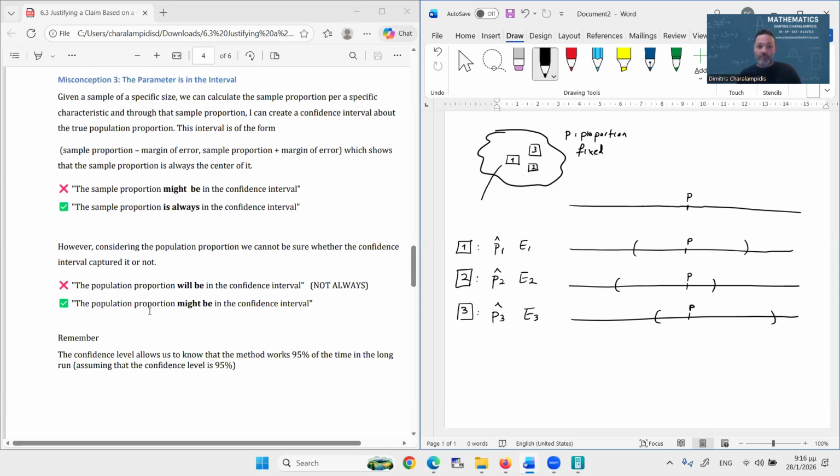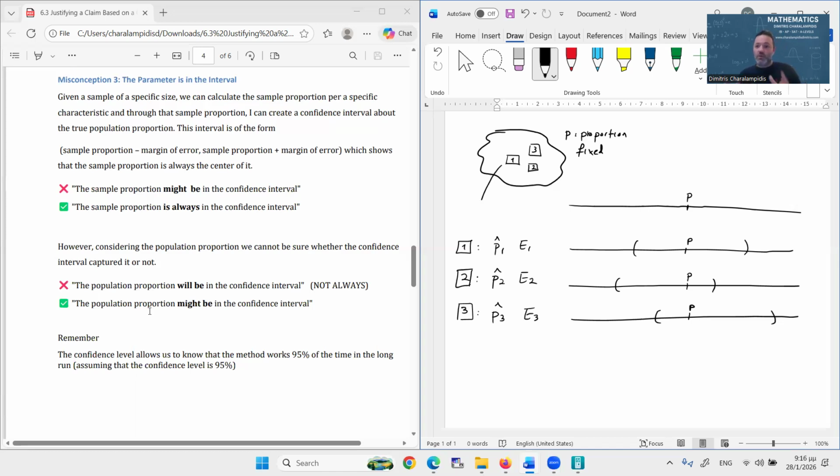Misconception number three. The parameter is in the interval. By parameter, we mean the true population proportion. Well, assuming that we were given a sample of a specific size, we can calculate the sample proportion for that specific characteristic, and through that sample proportion, we can calculate the margin of error and then the confidence interval, which, however, is focused on the true population proportion.